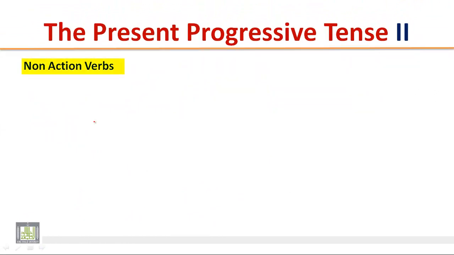Non-action verbs. Listen to the following short conversations and pay attention to the non-action verbs.